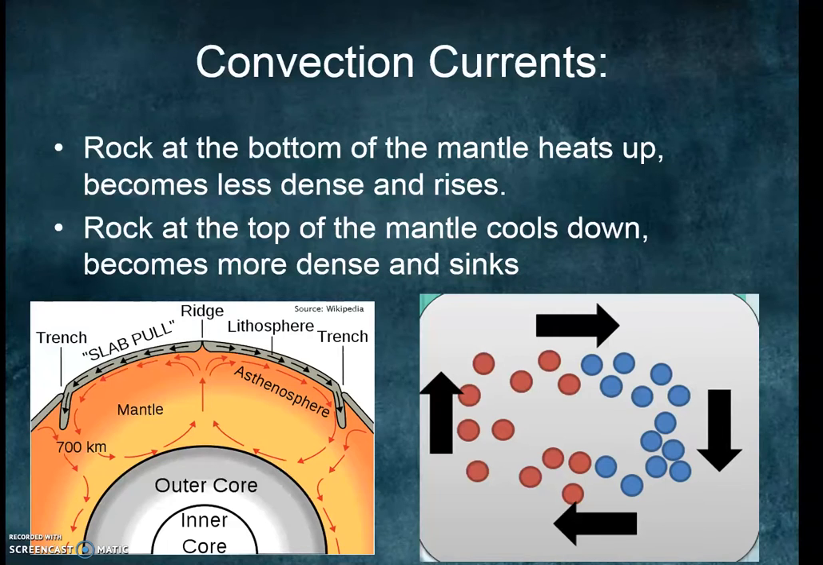So convection currents. The base of a convection current is rock at the bottom of the mantle heats up, becomes less dense, and rises. That's what you see happening to the red dots here. They spread apart, which makes them less dense. Then they hit the cool surface of the Earth right here. As they cool, they clump closer together, get heavier or more dense, and from there, they sink back down. So these convection currents, this cycle of heating, rising, cooling, and sinking, is one thing that moves the plates, because as the convection currents cycle, the plates move with them.